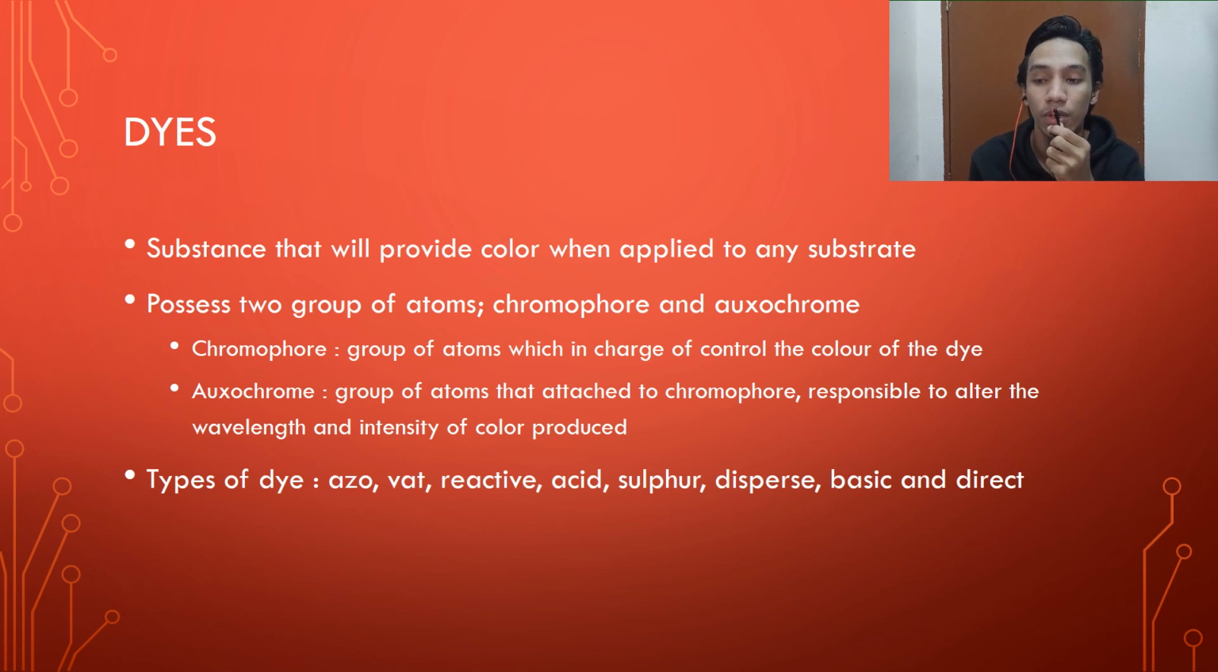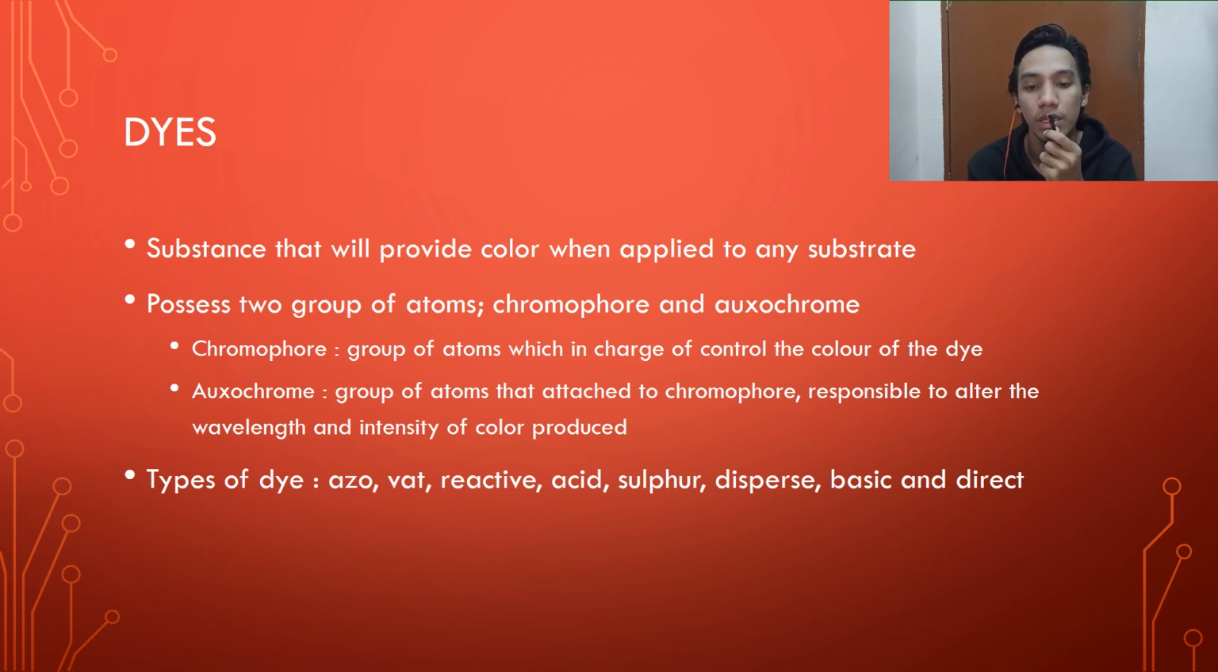Okay, now we move on to dyes. A dye is a substance that will provide color when applied to any substrate. Dyes possess two groups of atoms. First is the chromophore, the group of atoms that is in charge of controlling the color of the dye.